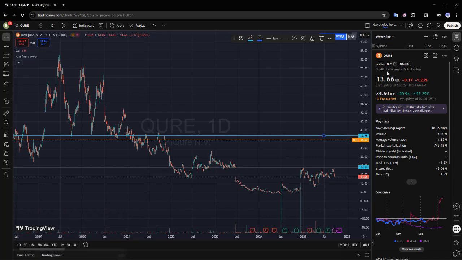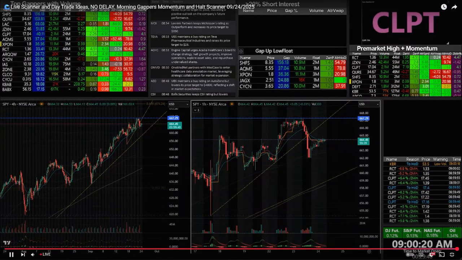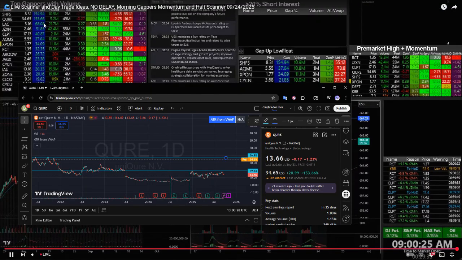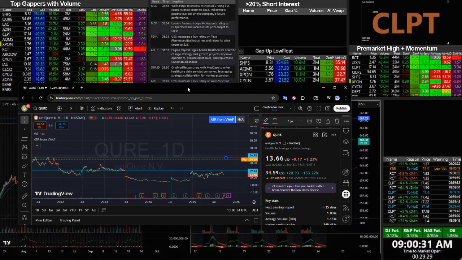So the other thing I'm looking for is just to see what kind of company it is, what sector it's in: health, technology, biotech. Okay, moving on. So now we're looking at LAC. LAC is in my price range. It's not an extreme gapper. Volume, it's okay. I don't have a float, so we're going to look into that.